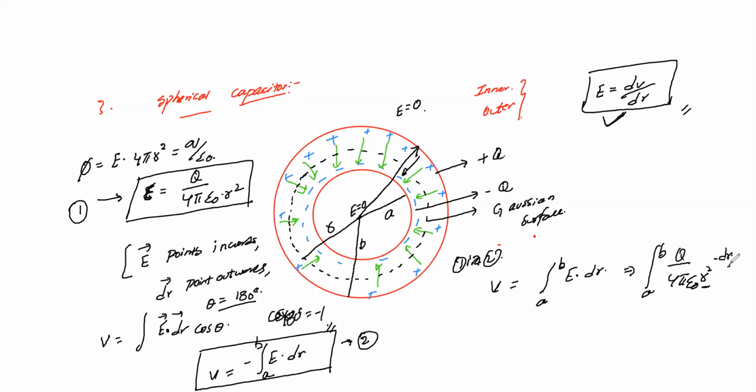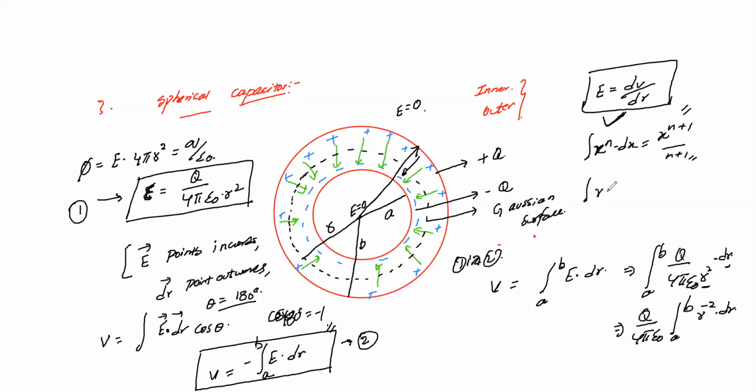Since we are integrating only with respect to r, I'll separate the terms. Q by 4 pi epsilon naught is a constant, so I'll remove it. The integral from A to B is r power minus 2 into dr. So r power minus 2 follows this relation, I'll write the formula here: the integral of x power n dx is equal to x power n plus 1 by n plus 1.